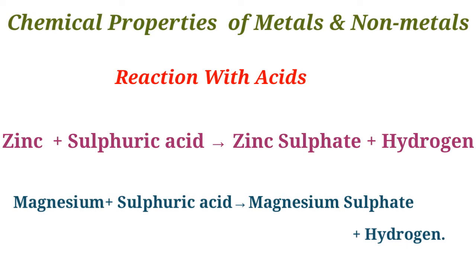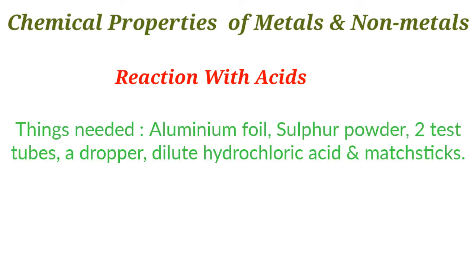Now we can do one activity to show how metals and nonmetals react with dilute acids. For that we need aluminium foil, sulphur powder, 2 test tubes, a dropper, dilute hydrochloric acid and matchsticks. Take aluminium foil in one test tube and sulphur powder in another test tube. Add 5 ml of dilute hydrochloric acid to each test tube with the help of a dropper.